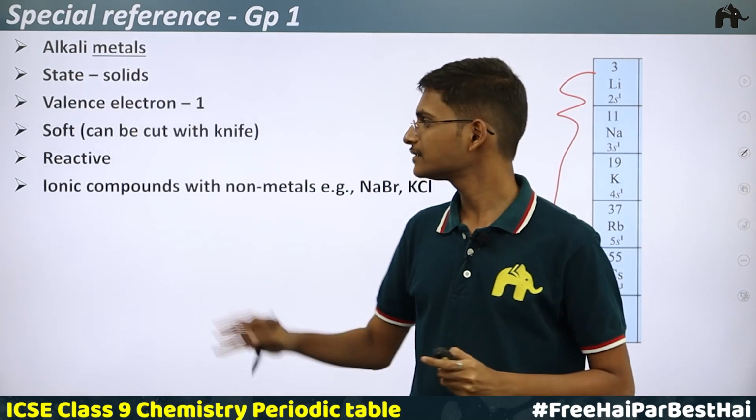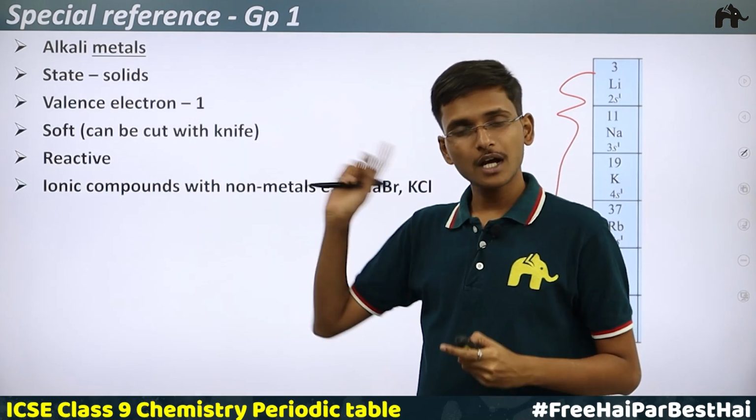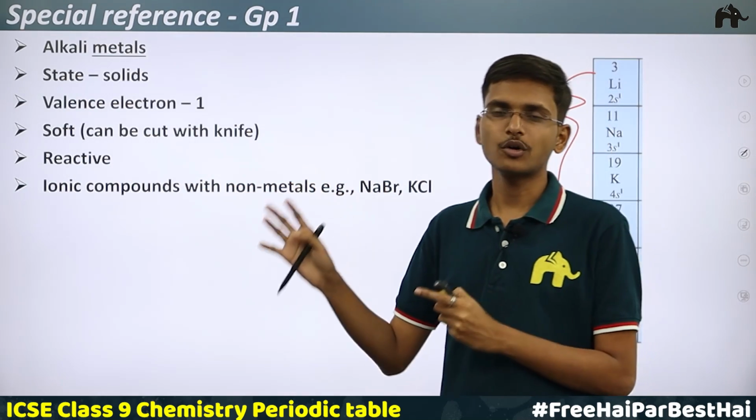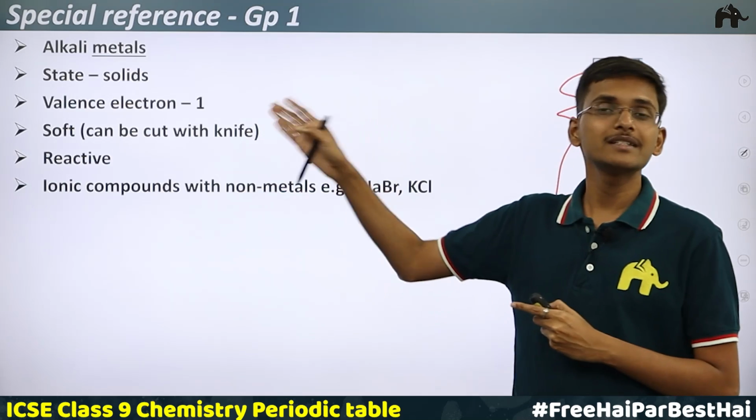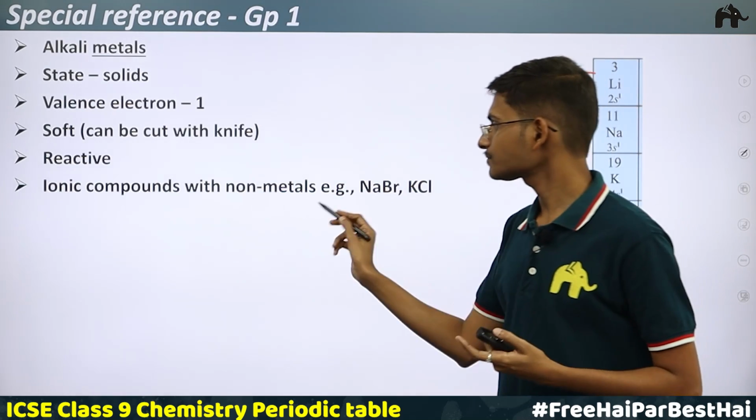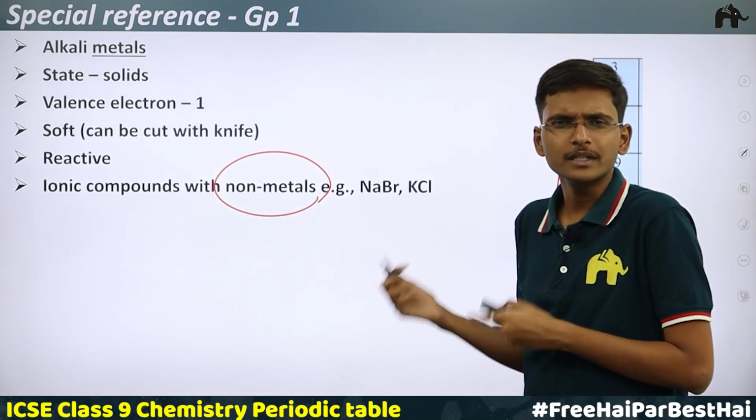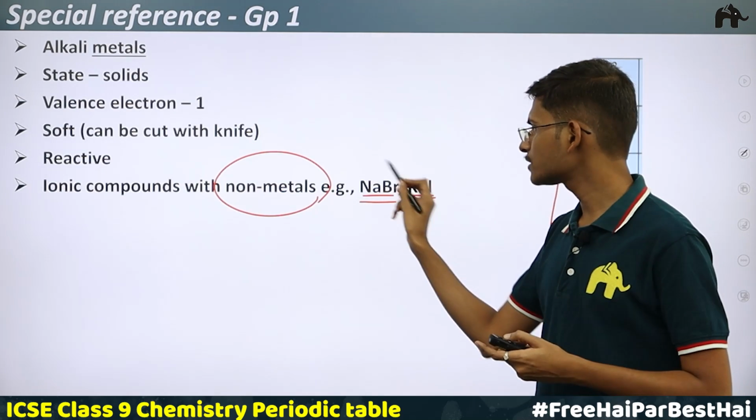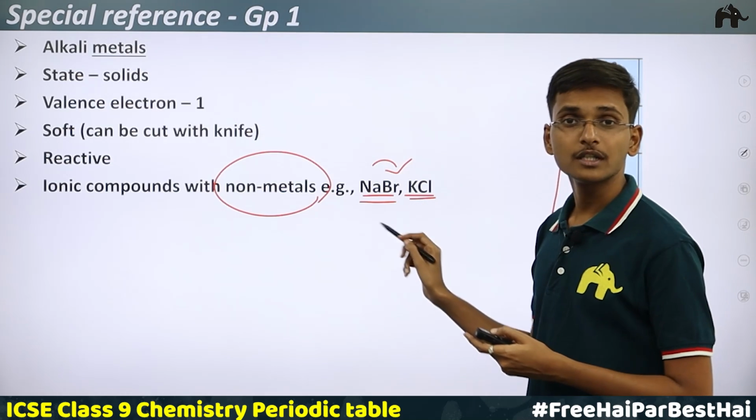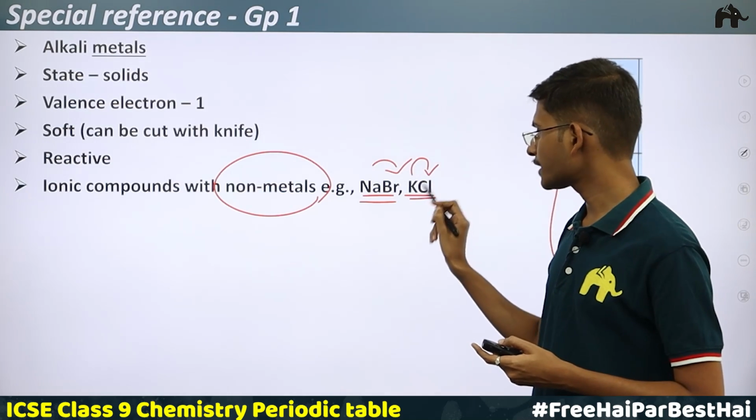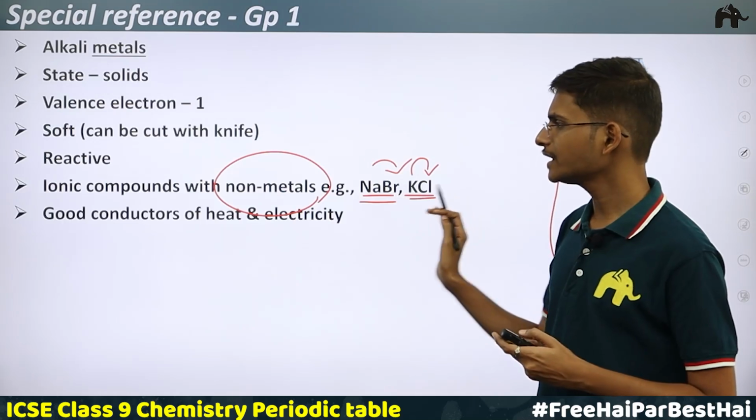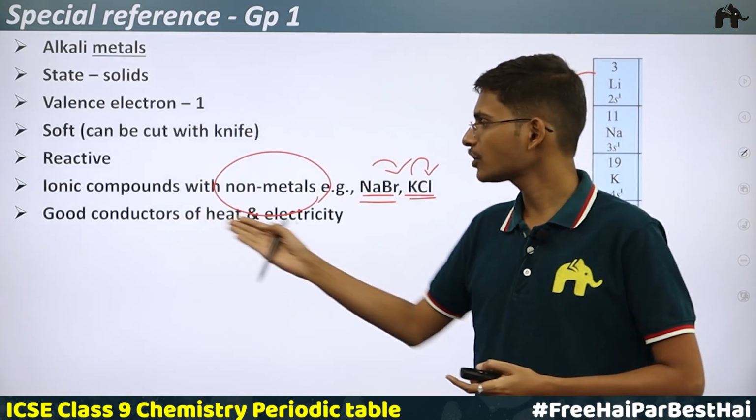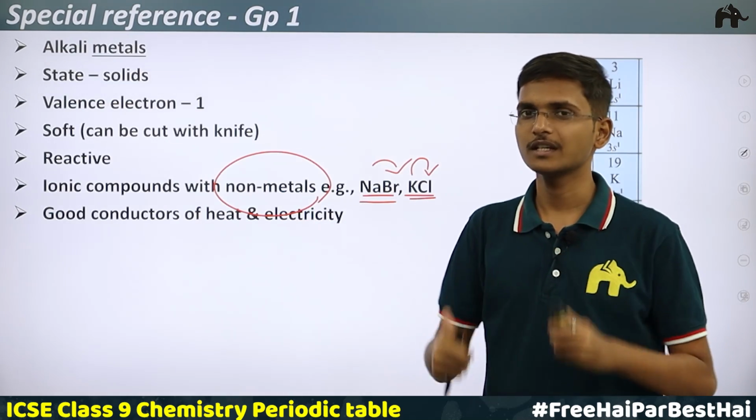And lastly, the ionic compounds we have already studied when studying structure of atom and chemical bonding. Ionic compounds are formed by these alkali metals with non-metals like chlorine, bromine. For example, sodium bromide, potassium chloride. Sodium is forming an ionic compound with the non-metal bromine, and potassium is forming an ionic compound with the non-metal chlorine. And since they are metals, they would be good conductors of heat and electricity.